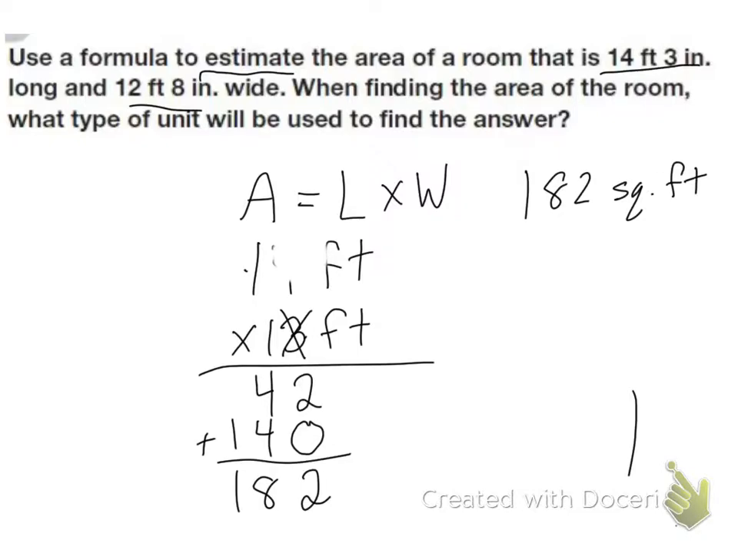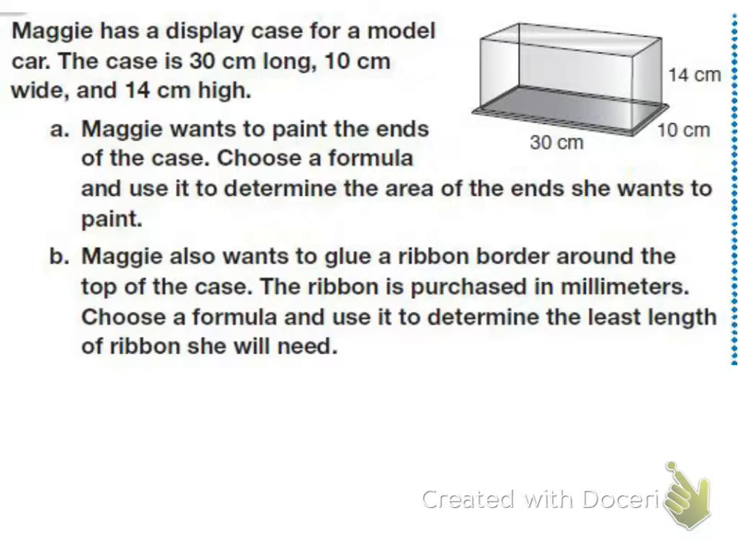Okay. All right. So on this problem, we have this display case. So Maggie has a display case for a model car. The case is 30 centimeters long, 10 centimeters wide, and 14 centimeters high. Maggie wants to paint the ends of the case. Choose a formula and use it to determine the area of the ends she wants to paint. So since she wants to paint the ends, that's going to be these two sides here. Okay, because these are the front and back end of the case, here and here.